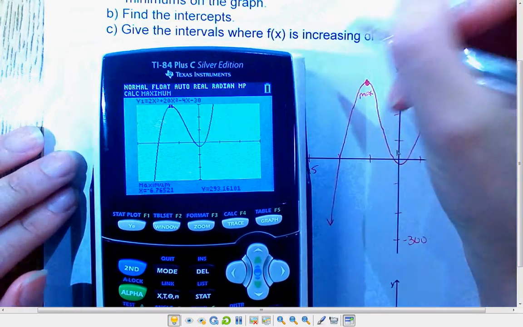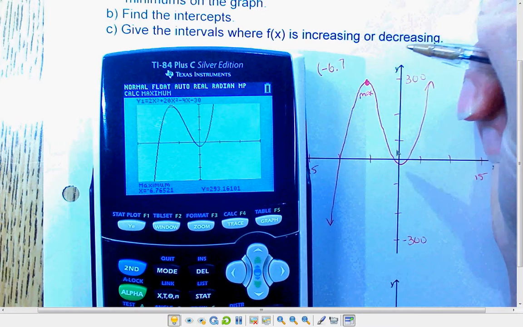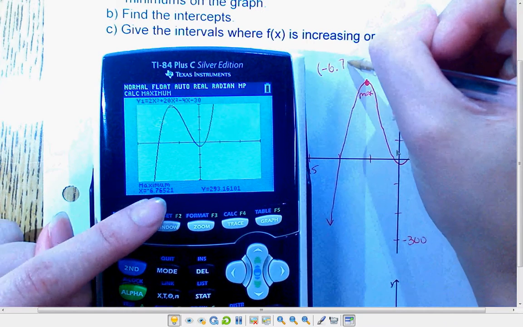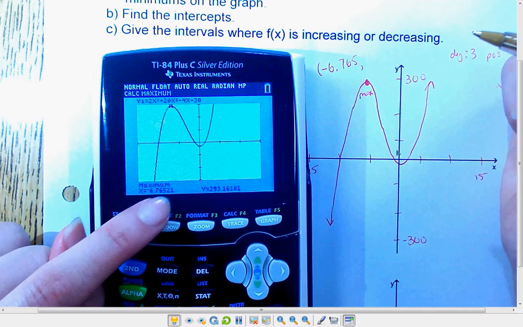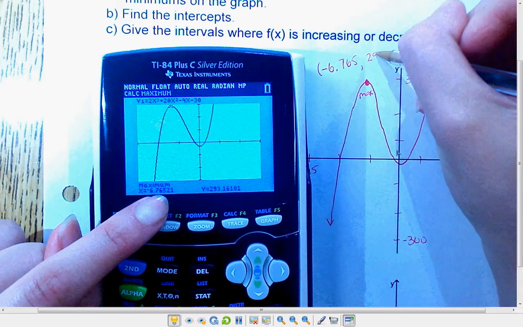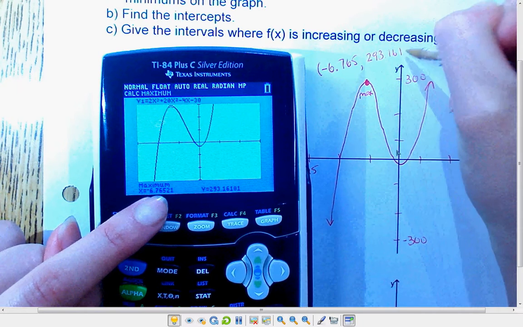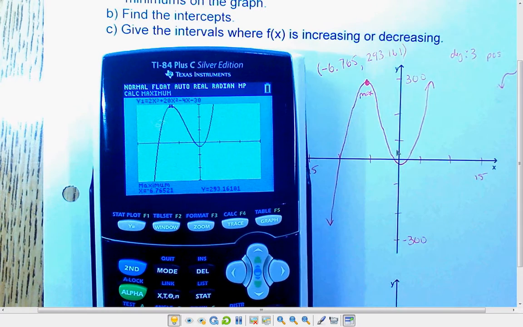So in this case, my maximum is negative 6.7, and we always do 3 numbers after the decimal point, so 765. Because the 2 rounds to 5, just leaves it at 5. And then we have 293.161. Don't need to round because there's a 0 after the 1. And this is my maximum.